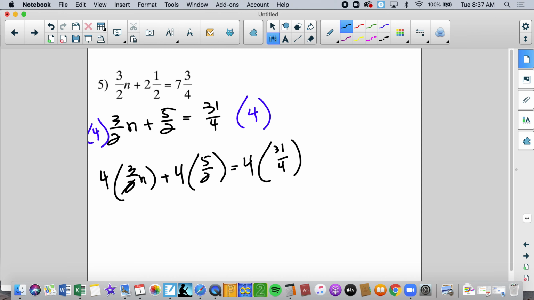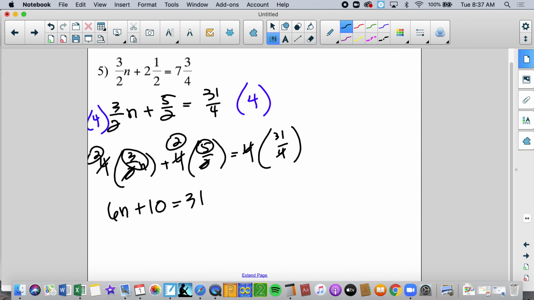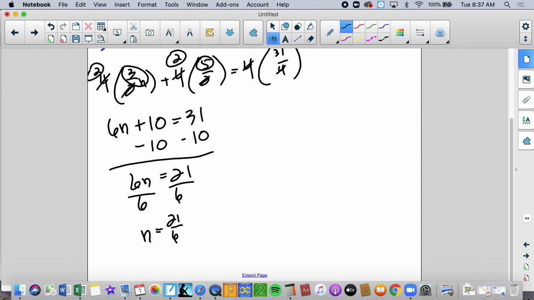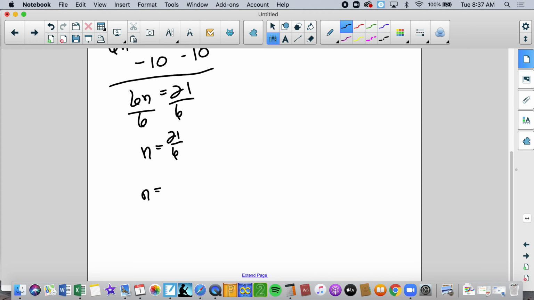The 2 and the 4 cancel to 2, so you have 2 times 3n, which is 6n. The 2 cancels with the 4. You have 2 times 5, which is 10. The 4's cancel, equals 31. Minus 10 minus 10. 6n equals 21. Divide by 6. N equals 21/6, which can be reduced by 3 again. That's 7/2.